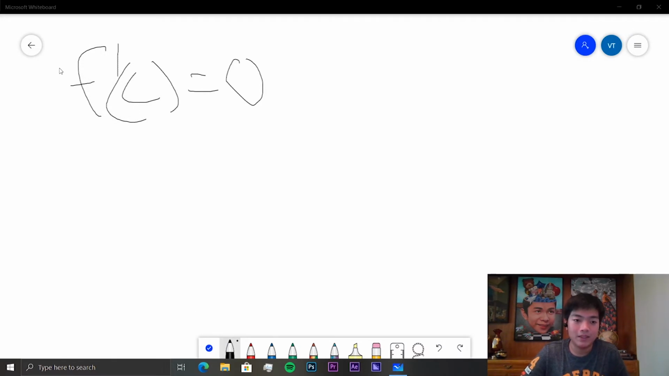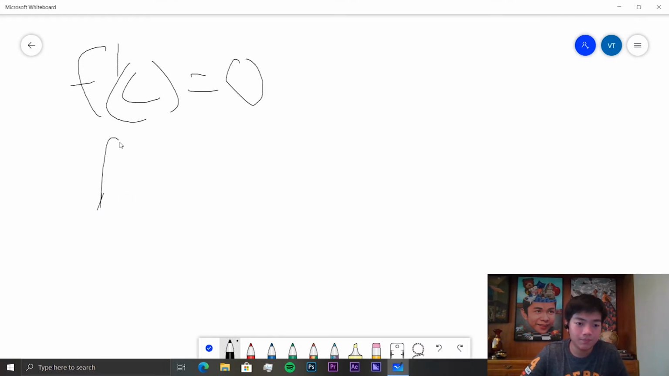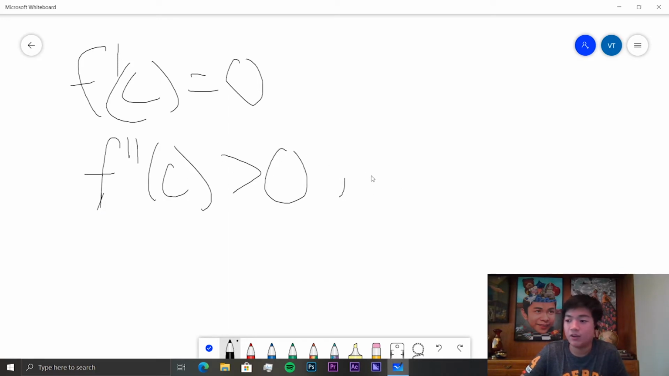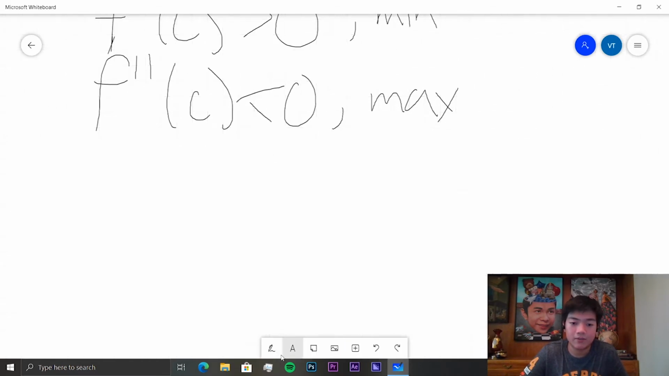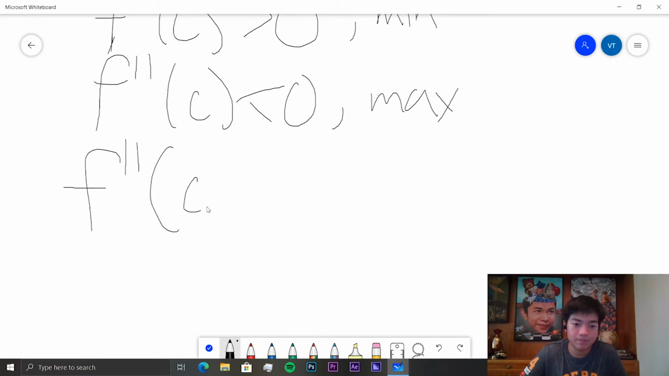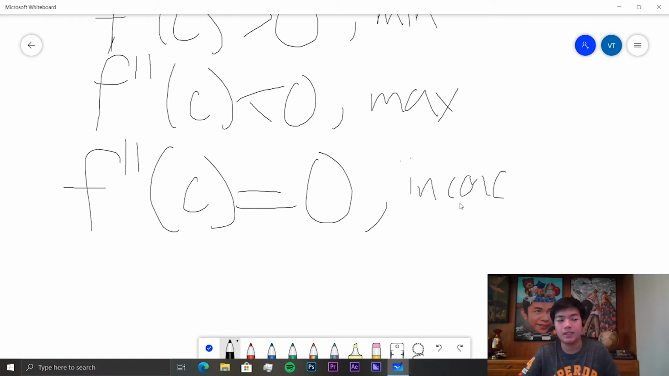So if the first derivative is 0, and the second derivative is positive, then we have a minimum. If the second derivative is negative, then we have a maximum. And if the second derivative equals 0, this is inconclusive, and so we need to go back to our original test of getting the gradients on both sides. Because in some cases, a turning point might not necessarily be a minimum or a maximum, but we'll get to that at a later stage.